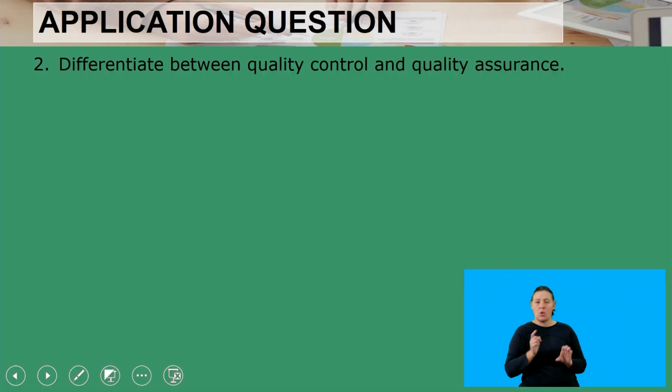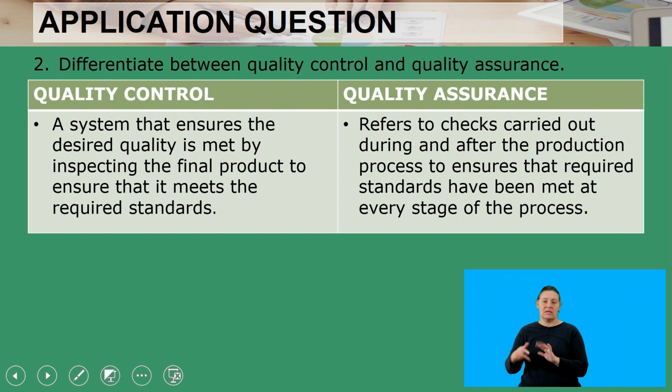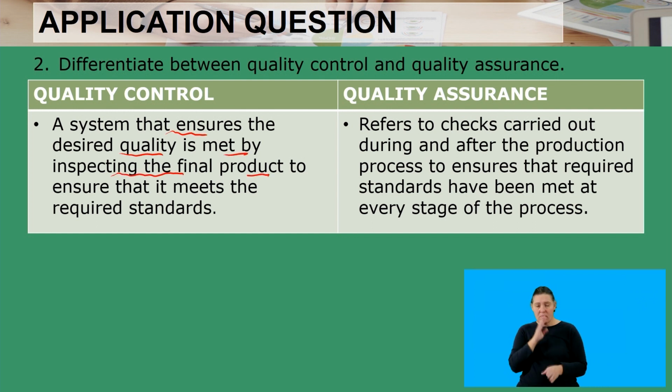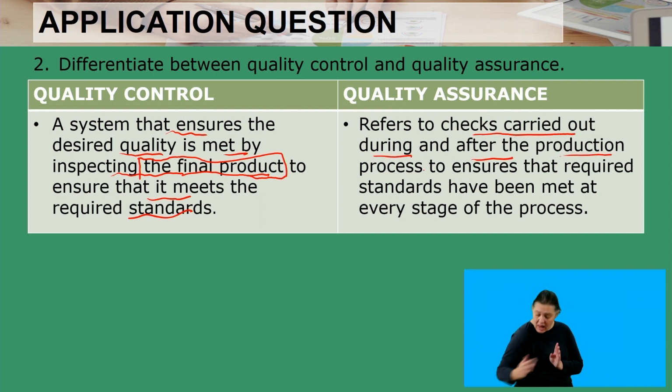And then another question was to differentiate between quality control and quality assurance. Let us see the difference. Quality control is a system that ensures desired quality is met by inspecting the final product to ensure that it meets the required standards. What is key here is that the inspection is done on a final product. But quality assurance refers to checks carried out during and after the production process to ensure that the required standards have been met at every stage of the process.